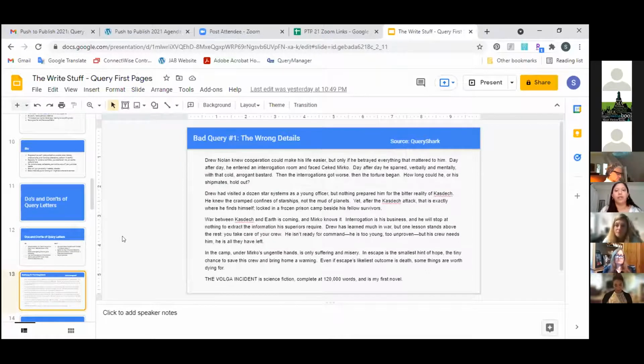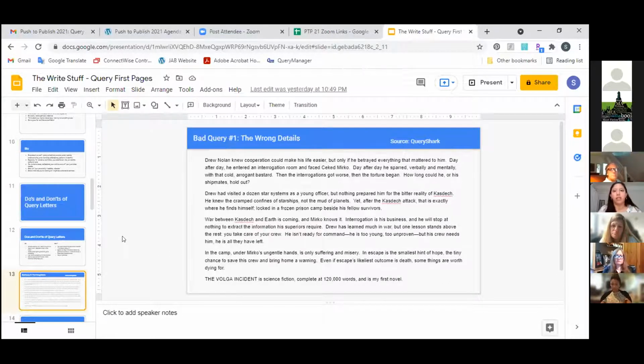So to help demonstrate do's and don'ts, I pulled some queries from Query Shark. Again, this is a website run by Janet Reed. It doesn't seem like she's really active with it anymore, but she has a very rich archive that you can go back and look at, at other queries that were submitted, the critiques she has for them, what they were doing right, and what they were doing wrong.